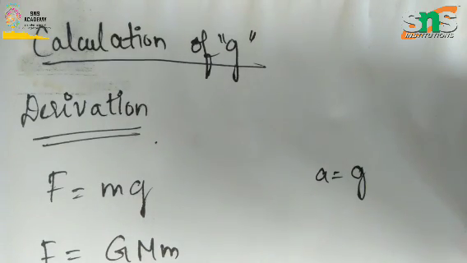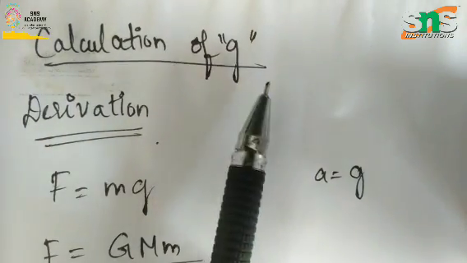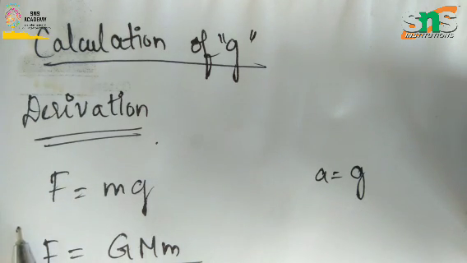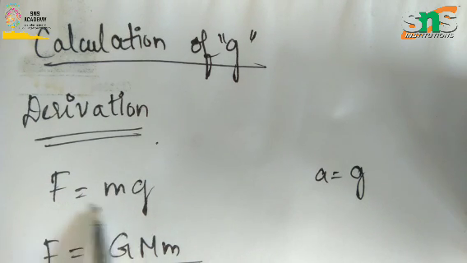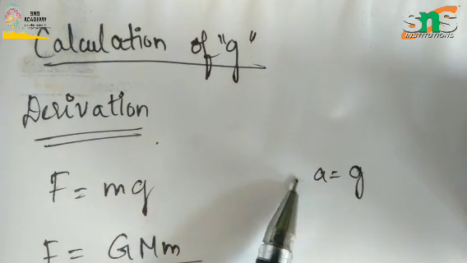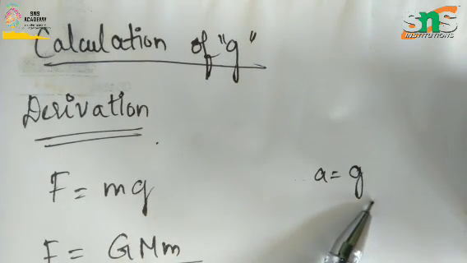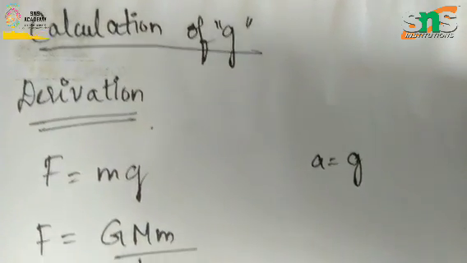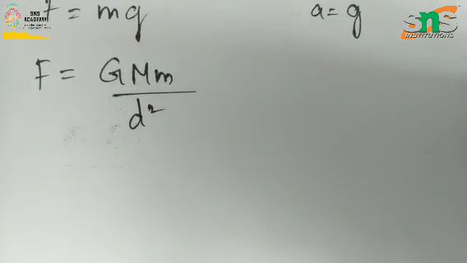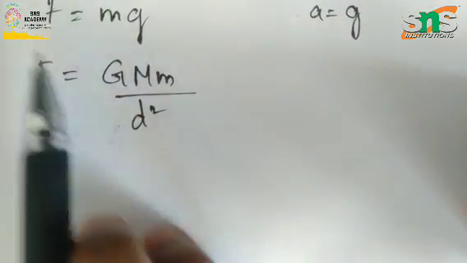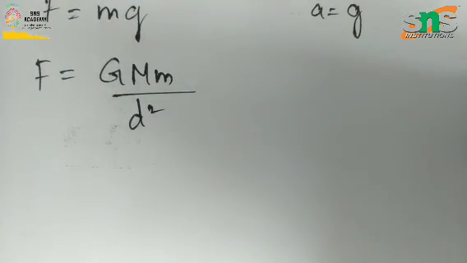So the next topic is calculation of small g. Okay, so now let's start the derivation. According to Newton's second law, F is equal to mass times the acceleration. In this case, acceleration will be equal to acceleration due to gravity. And according to the universal law of gravitation, F is equal to G M m by d square. So the two equations can be equated, right? Because the two forces are equal in this case.